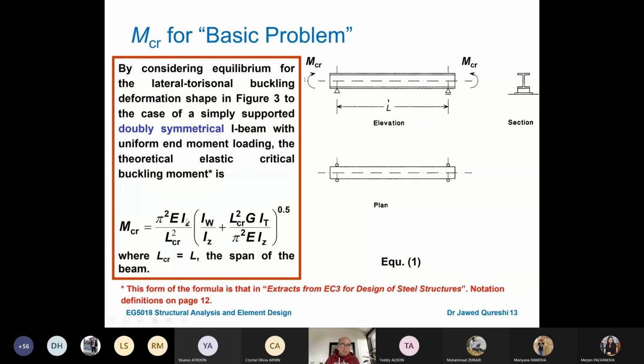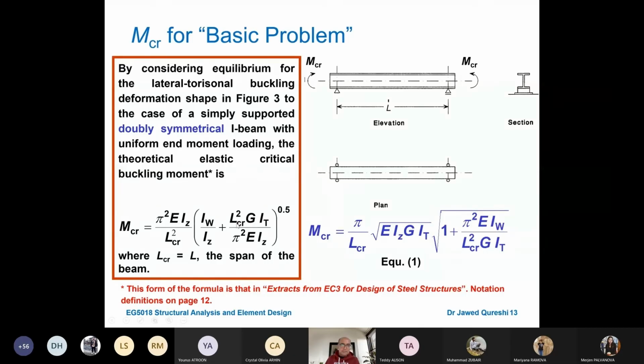E is Young's modulus. Iz is the second moment of area in the minor axis direction. And note here the absence of major axis dimension. There is nothing which is major axis. I can write this formula like this as well, but here you can see that there aren't any major axis parameters. So Iw is the warping constant, which you can find from the section table, and It is the torsional constant, which you can find from the section table.